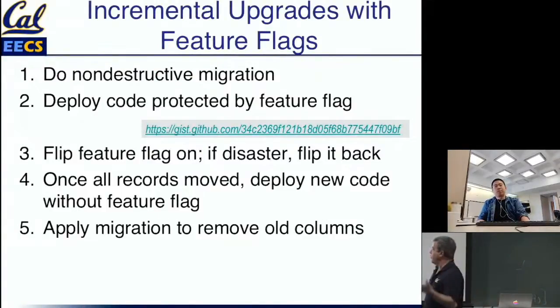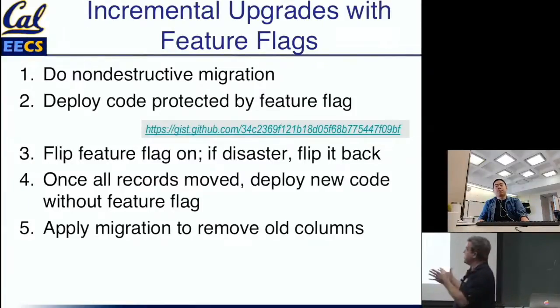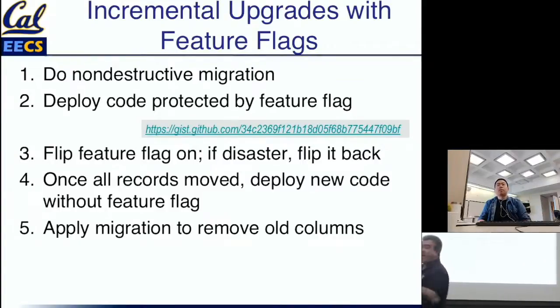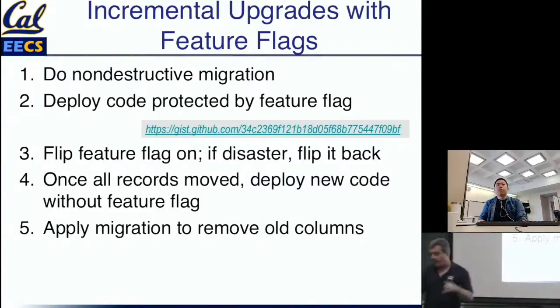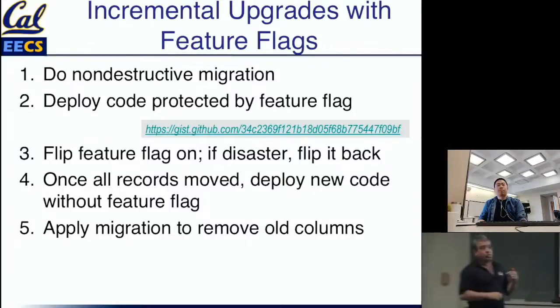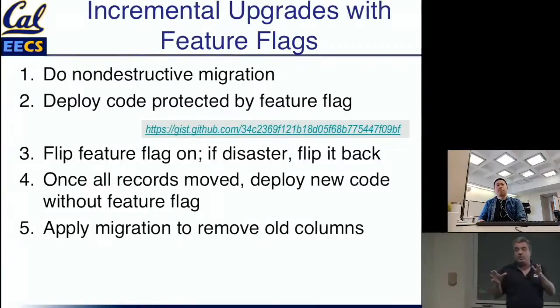I'll walk through the code, but you break it into steps where in the first set of steps, you do non-destructive migrations. What does that mean? Maybe you're adding new columns to the database, maybe you're adding tables, but you are not destroying or changing any existing data or any existing schema, to make sure that you don't cause any problems with the existing version of the code.